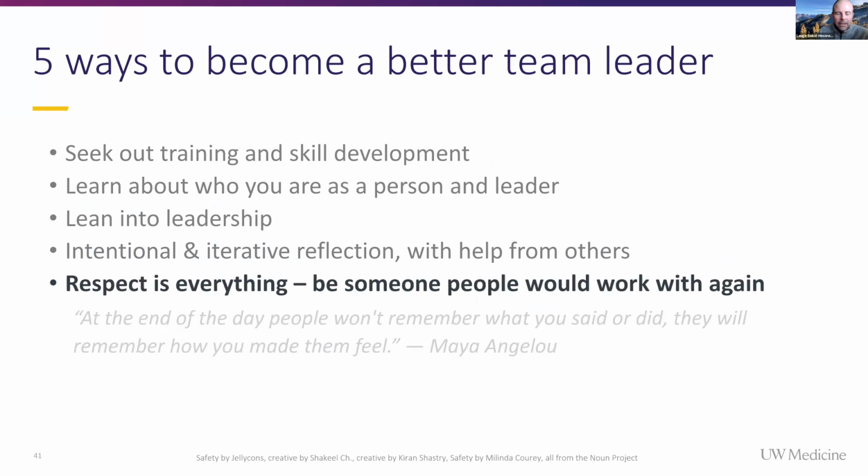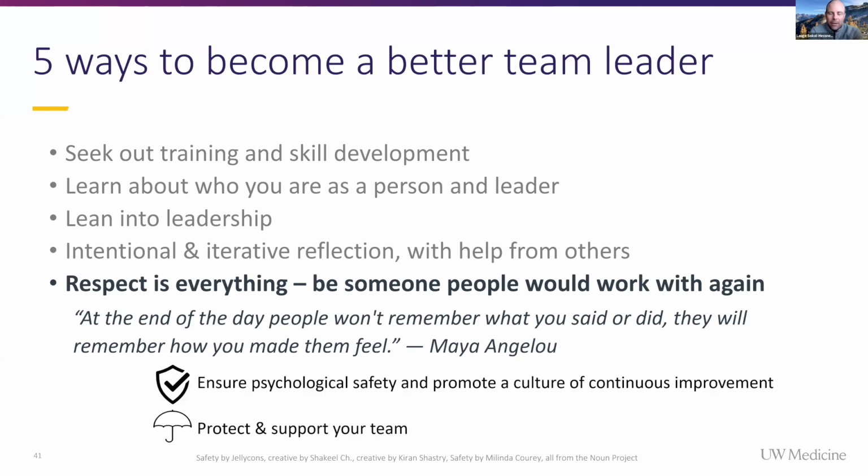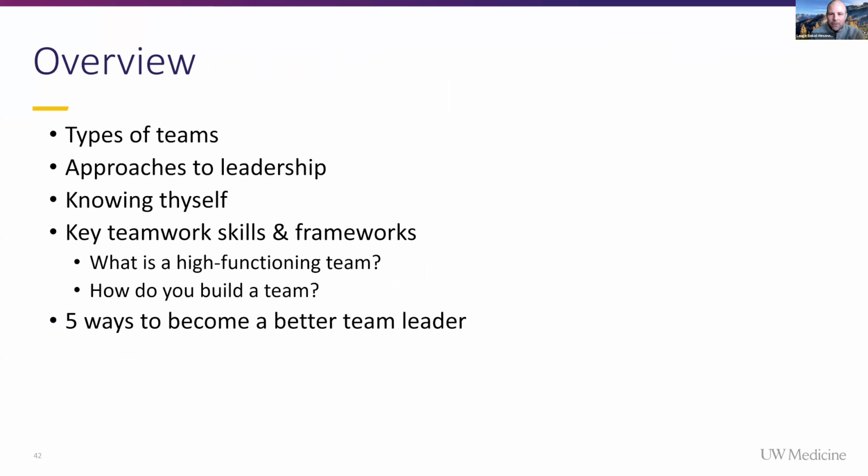And then lastly, respect. This Maya Angelou quotation, I think, really matters for team leadership. People won't remember what you said or did exactly, but they're definitely going to remember how you made them feel. Really important to think about. You want to be someone that people would work with again. How can you do that? I think making sure that your team has some psychological safety and is focused on that common shared goal is one really powerful way. And then finding ways to protect and support your team. They'll remember that. If you're looking out for them, if something bad happens and you're there to support them and help them, that's really powerful. So that's our summary for today.